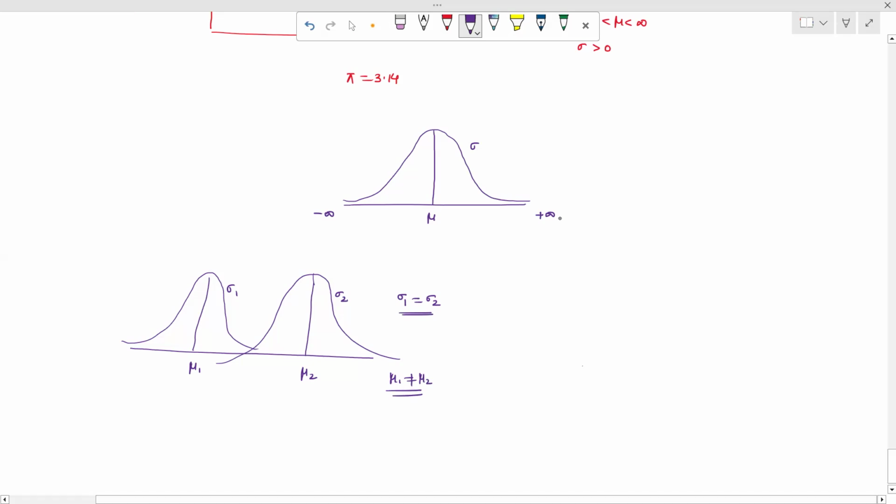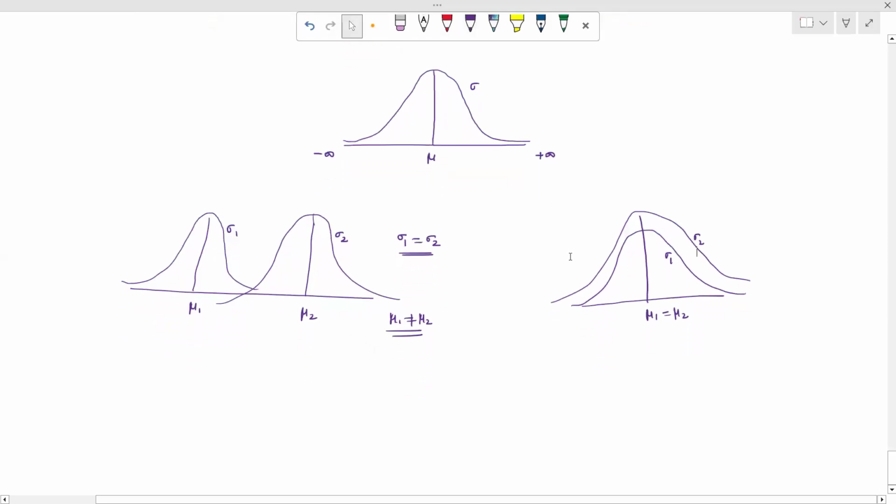Now for the second example, suppose we are drawing the graph in this form. Here mu1 is equal to mu2. We are taking two different datasets, both having the same mean, but the standard deviations are different. So we can draw such types of graphs. So this is the representation. The standard deviation shows how dense the data is.